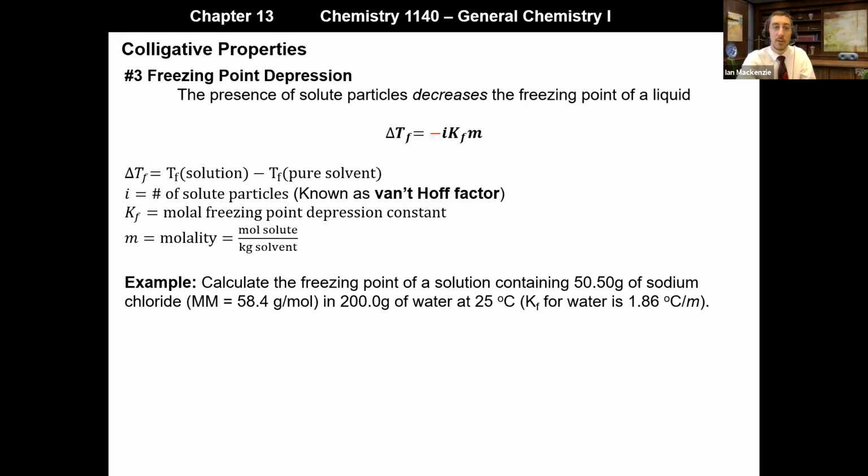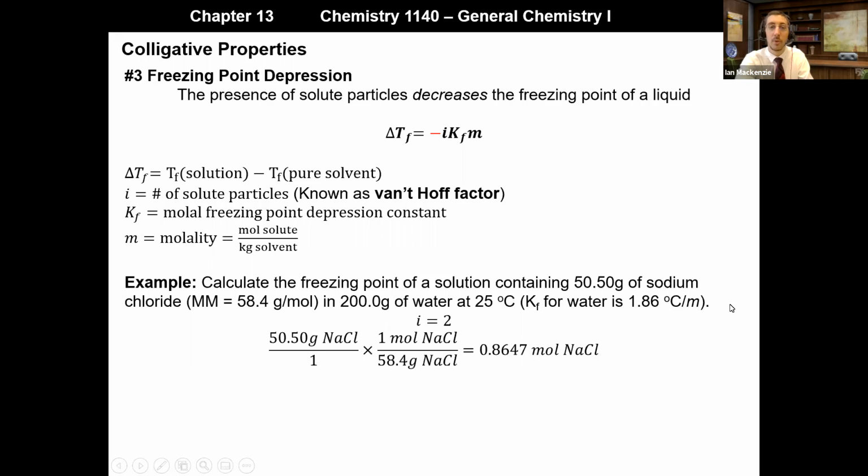So we can do another example here: calculate the freezing point of a solution that contains 50.5 grams of sodium chloride and 200 grams of water. This is exactly the same as the last problem. It's just that we're looking for the freezing point, not the boiling point. And we're given KF, the molal freezing point depression constant, as 1.86 degrees Celsius per molal. So the same process exists.